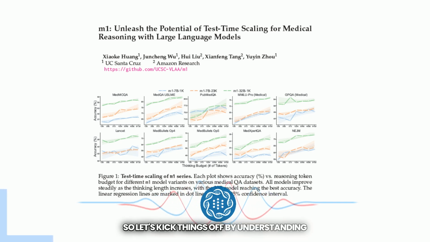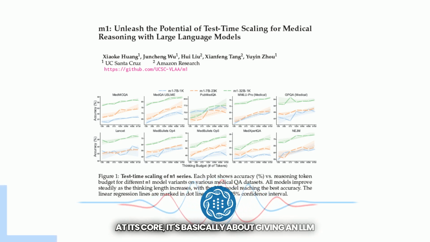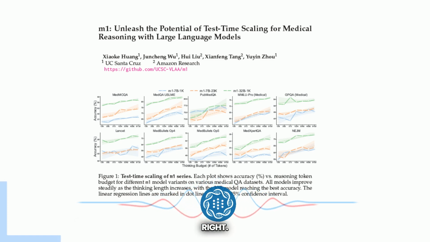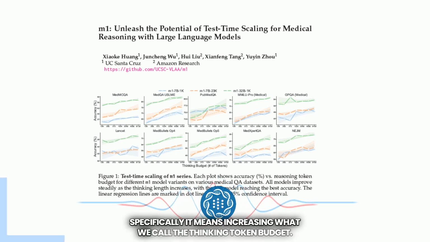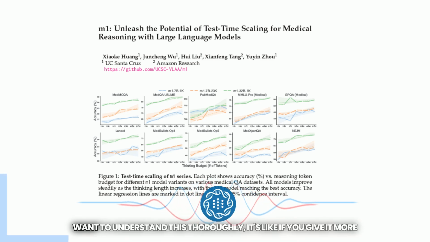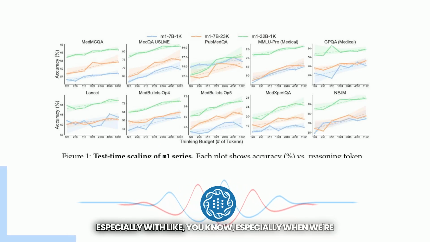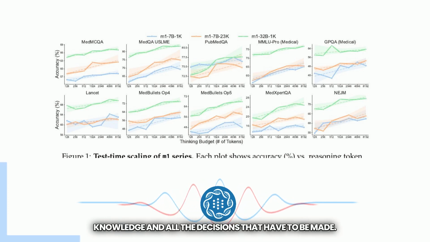Okay, so let's kick things off by understanding this whole concept of test time scaling. At its core, it's basically about giving an LLM more computational resources during the inference stage. So that's the point when it's actually trying to generate an answer. Specifically, it means increasing what we call the thinking token budget. So for our listeners who want to understand this thoroughly, if you give it more thinking power, it should in theory lead to better answers. Yeah, more accurate and well-reasoned answers, especially when we're dealing with all the complexities of medical knowledge and all the decisions that have to be made.